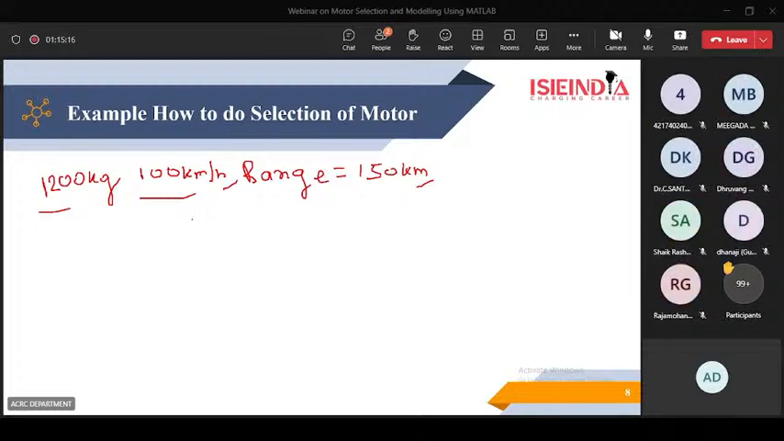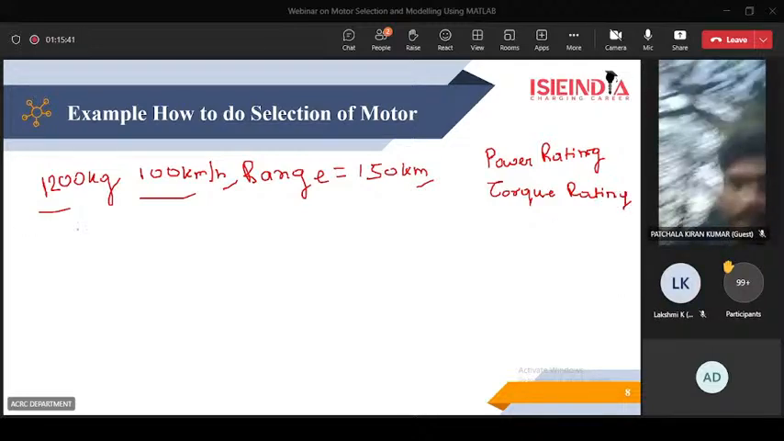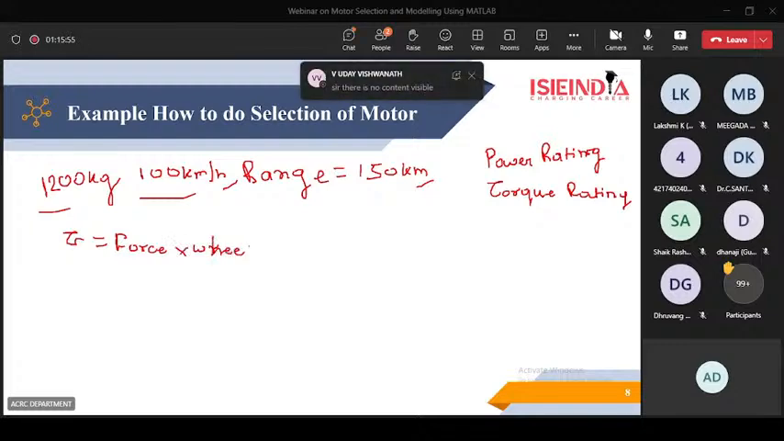So first is calculating the power. On the motor plate we have the power rating as well as the torque rating. So how do we proceed? The first formula we should remember: torque is the force times the wheel radius. We need to know what the wheel radius is.